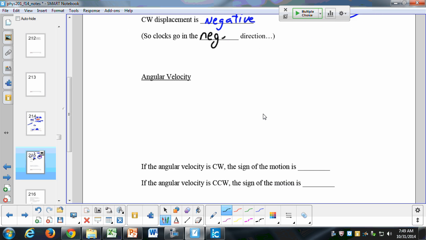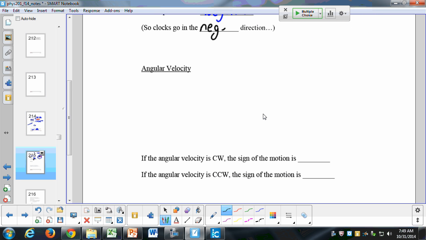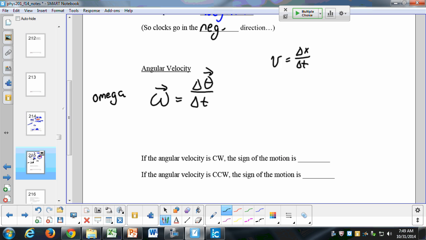Okay, angular velocity. Before, remember, we defined v as our displacement over our change in time. Here, now instead of calling it v, we're going to call it omega. This is the Greek letter omega. And omega, which is our angular velocity, is our displacement, which is delta theta over delta t. So whereas before we had v, now we have omega.